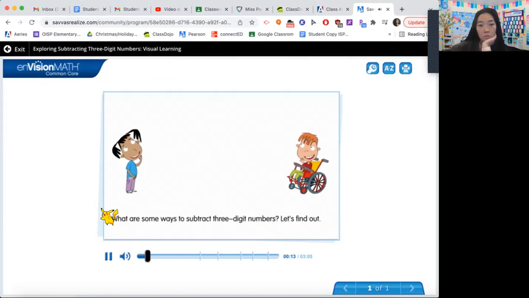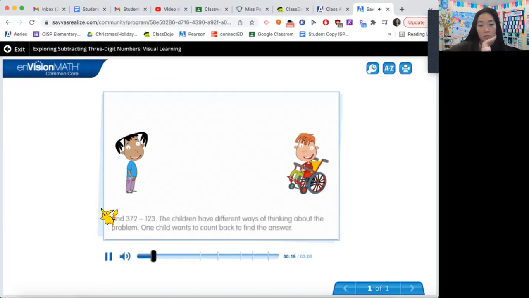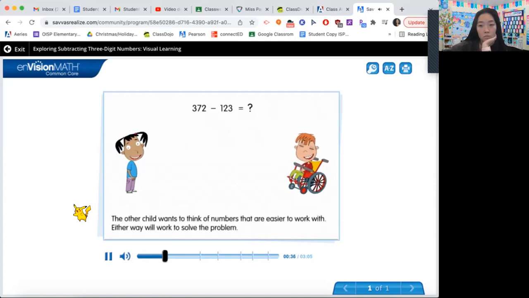What are some ways to subtract three-digit numbers? Let's find out. Find 372 minus 123. The children have different ways of thinking about the problem. One child wants to count back to find the answer. The other child wants to think of the numbers that are easier to work with. Either way will work to solve the problem.